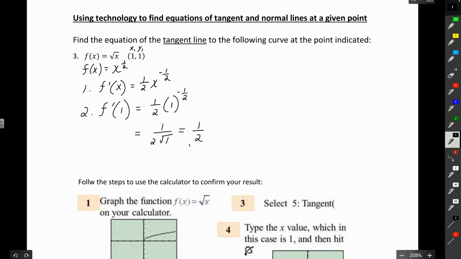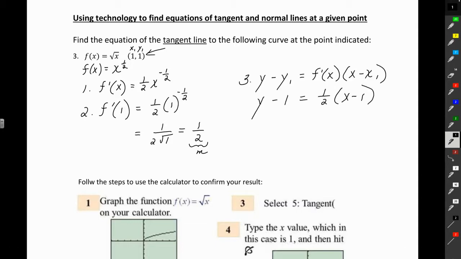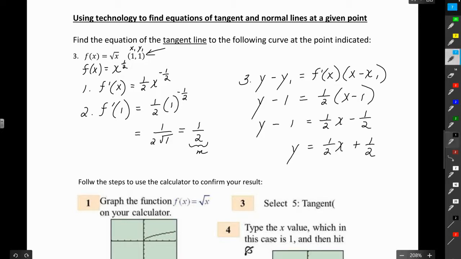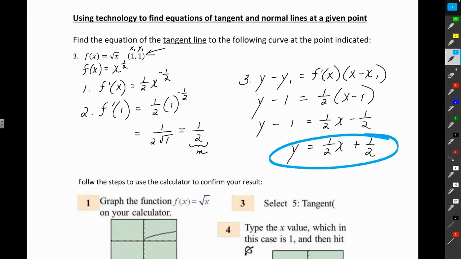All right, so I have my slope, I have my point right here. Now I can use point slope form, and I'll just fill that in. And now, since I know my calculator is going to give me the equation in slope-intercept form, I'm going to simplify this to slope-intercept form. All right, so that's what I get for my equation of the tangent line at that point in slope-intercept form.